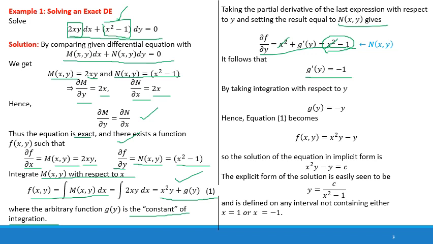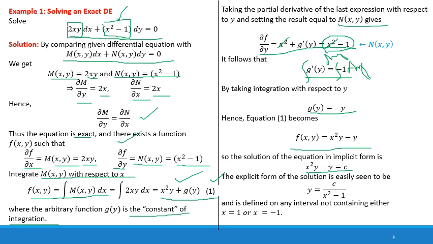Now in order to find the value of g of y, we will integrate this equation. And the answer would be g of y is equal to minus y. Hence, putting g of y equal to minus y in equation 1, we get the function equal to x square y minus y, so that the solution of the equation in implicit form is x square y minus y is equal to c.